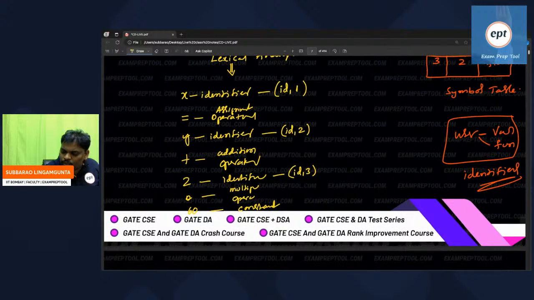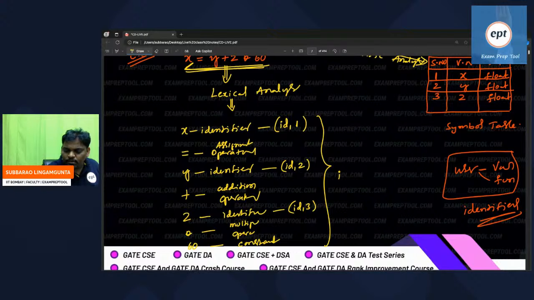Now listen, one more thing. At the end of the story, the expression that you have written, this is the expression. At the end of the lexical analysis, the story will be like this: X means ID1. From now onwards, X means ID1. Is equal to, Y means ID2, plus ID3, star 60.